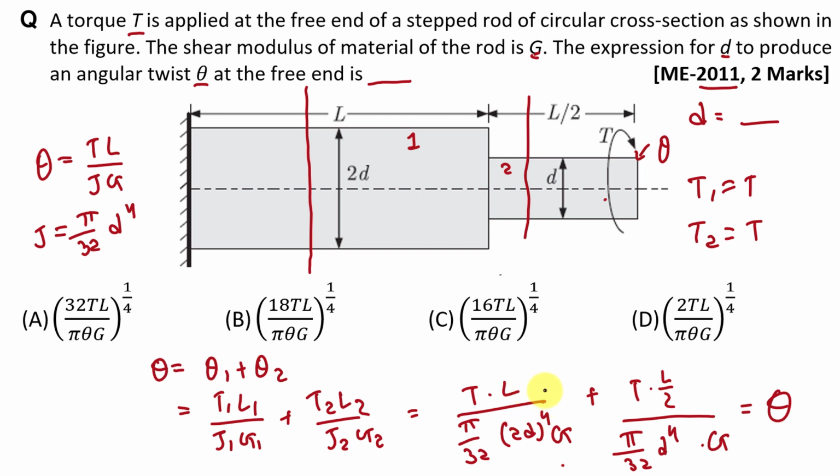Now in this expression we can take twisting moment, length, G and diameter common, right? After taking common, if you simplify this expression, then you will get diameter in terms of T, L, theta and G. And if you calculate this, then you will get answer option B, 18TL by pi theta G raised to 1 by 4. Fine. So in this question the answer is option B, and this question is for 2 marks.